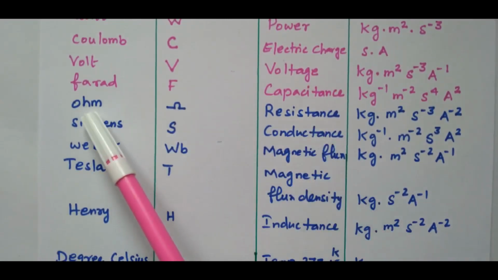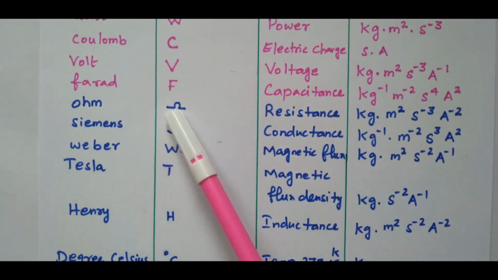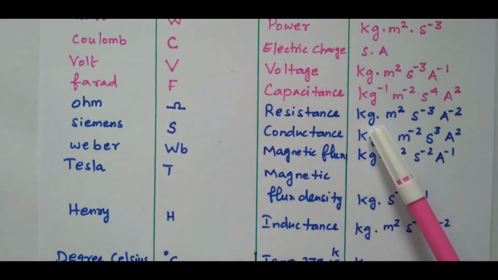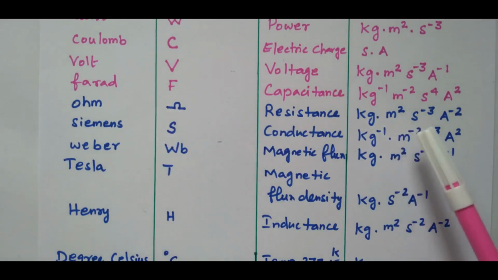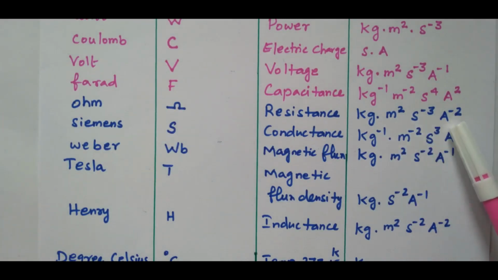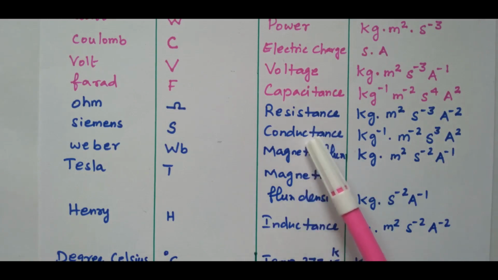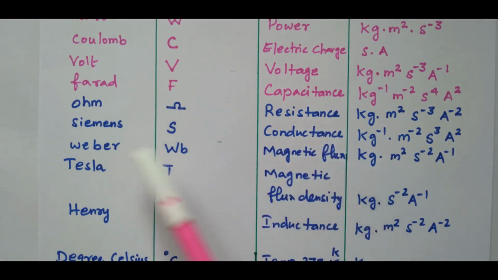Resistance, the unit is ohm. The symbol is this symbol. What is the base unit? kg dot m square s power minus 3 a power minus 2 for resistance. Similarly, conductance. The resistance and conductance are inverse. The unit is Siemens. The symbol is S. What is the base unit? kg power minus 1 m power minus 2 s cube a square.